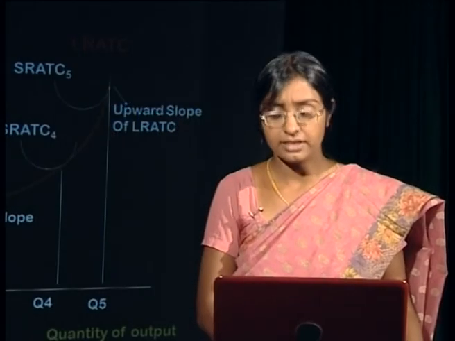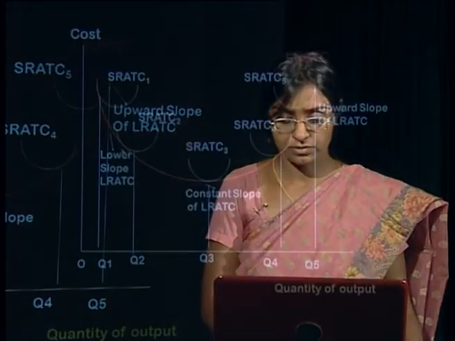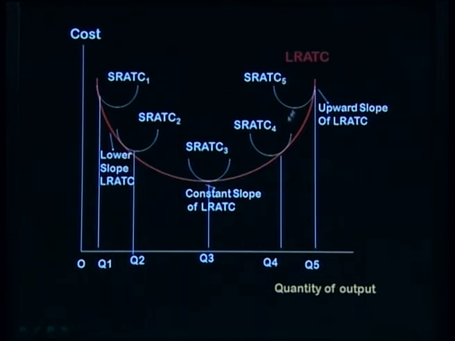You can see that a line of the graph is plotted from SRATC first to SRATC 5 with a lower slope from SRATC 1 and SRATC 2 with quantities Q1 and Q2 output level. Then we can see a constant slope of the long run average total cost curve when we have quantity level Q3. With further increase in the size of the organization, we have an upward slope of the long run average total cost curve at Q4 and Q5 level.